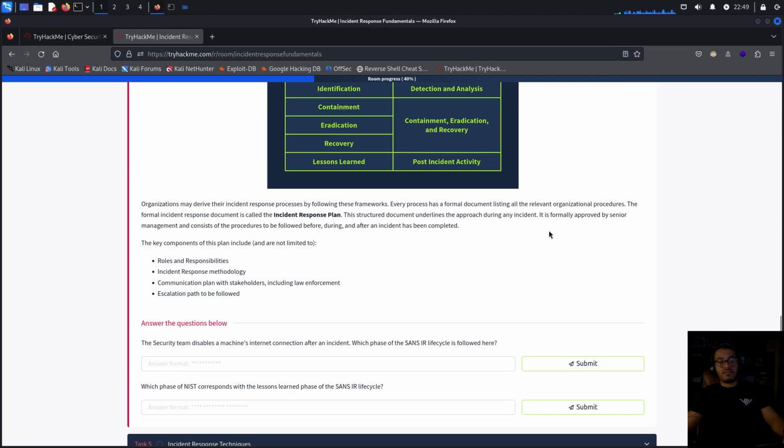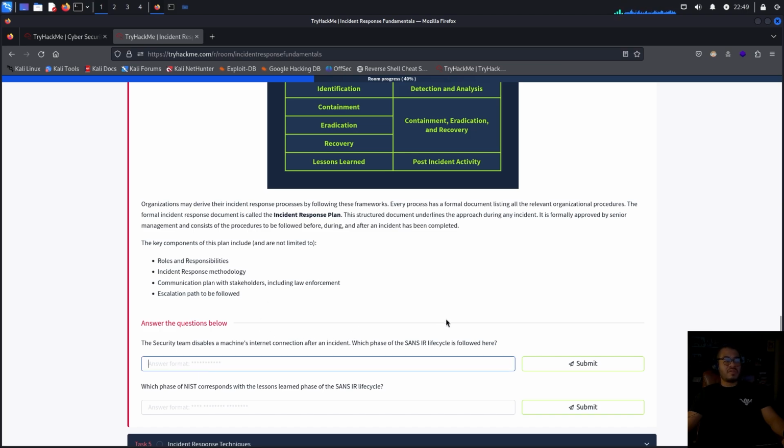Every process has a formal document listing all the relevant organizational procedures. The formal incident response document is called the incident response plan. This structured document underlines the approach during any incident. It is formally approved by senior management and consists of the procedures to be followed before, during, and after an incident. The key components of this plan include, and are not limited to, roles and responsibilities, incident response methodology, communication plan with stakeholders, including law enforcement, and escalation path to be followed.